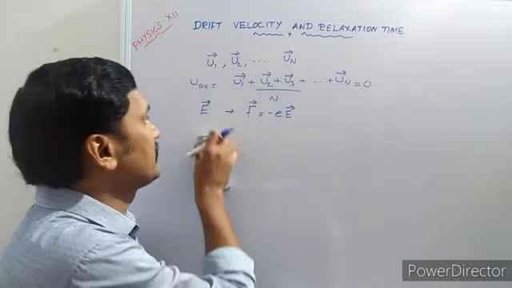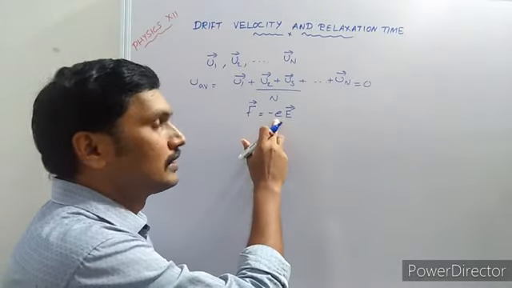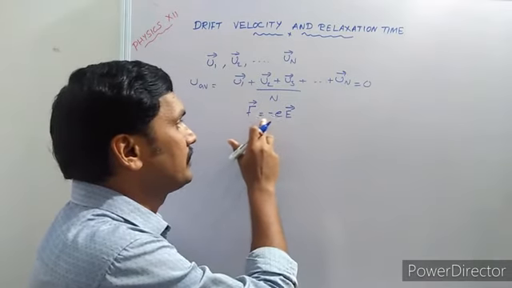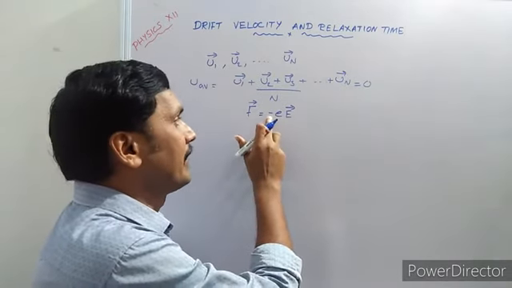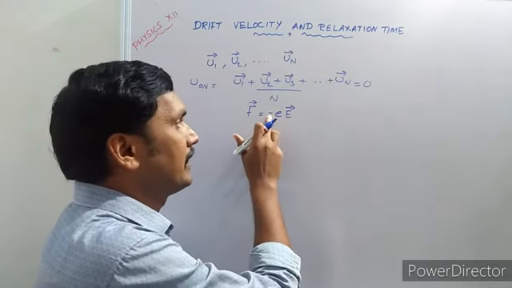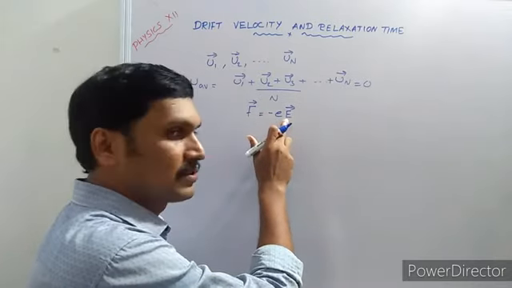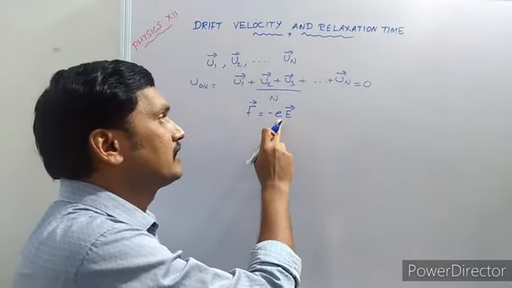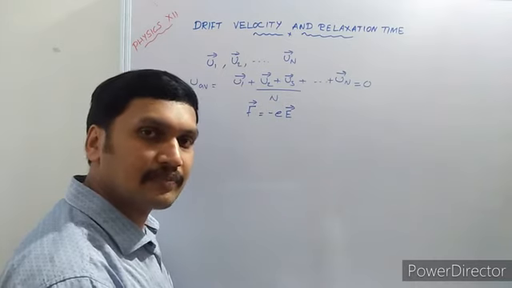The force experienced by one electron is F is equal to the magnitude of charge into the strength of the electric field, F is equal to q into E. So we are writing the charge as minus e, into capital E, the electric field. This minus sign shows that the force is in the direction opposite to the electric field. All the electrons experience this force opposite to the direction of the electric field.